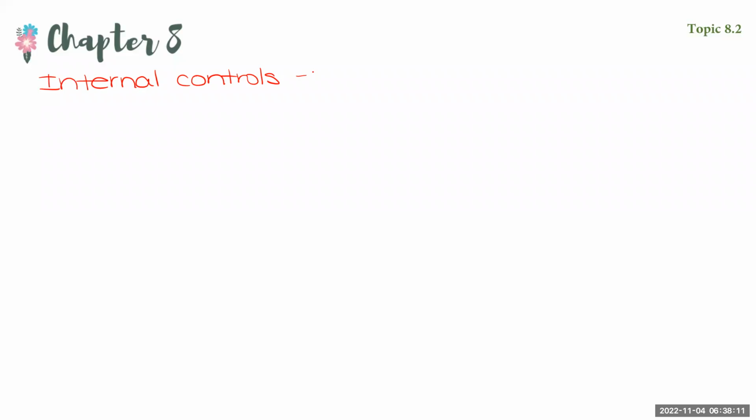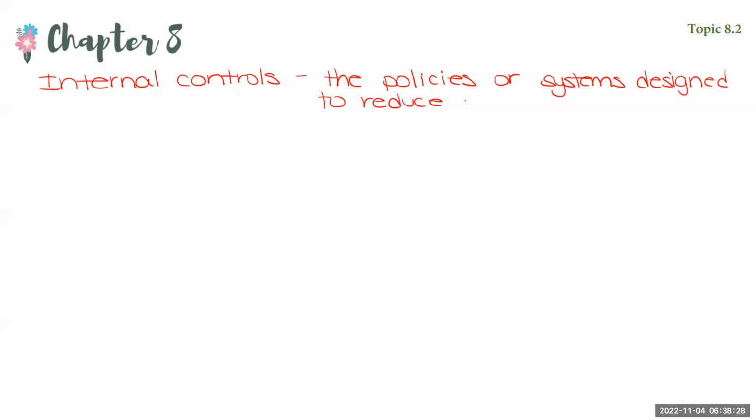So internal controls are policies or systems designed to reduce fraud. And of course, there are best practices and guidelines on how a company should do this. You can read about that, the organization that puts out those guidelines, in the chapter.